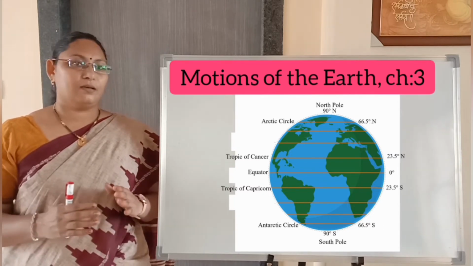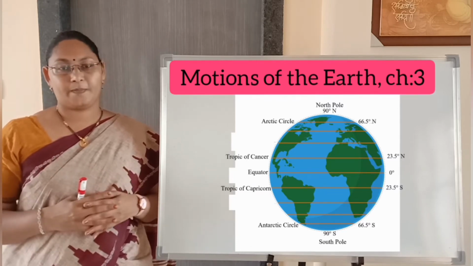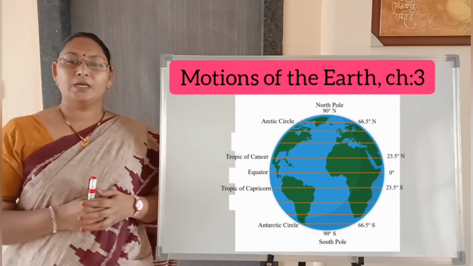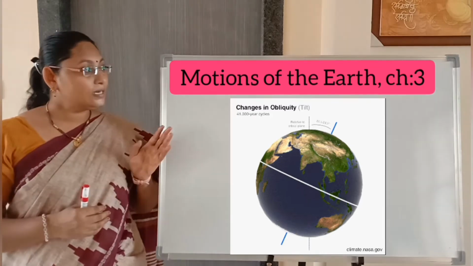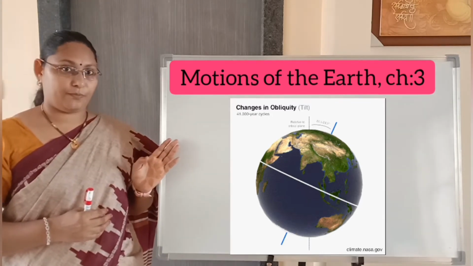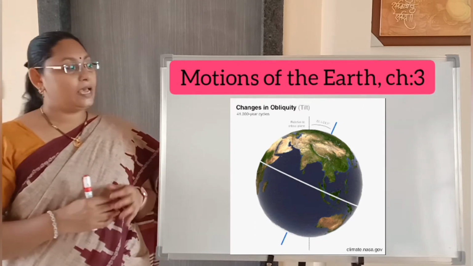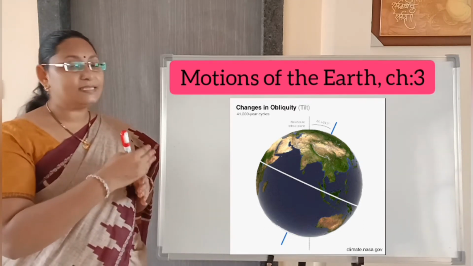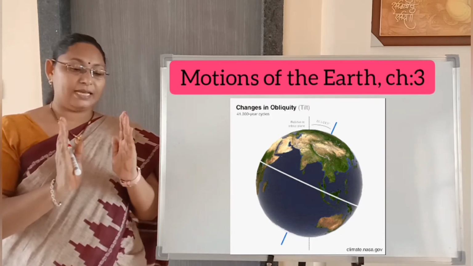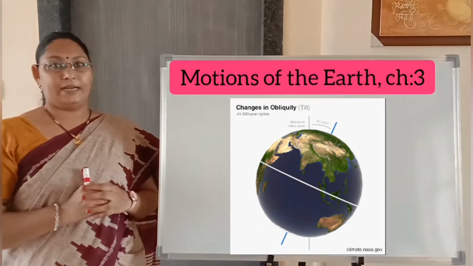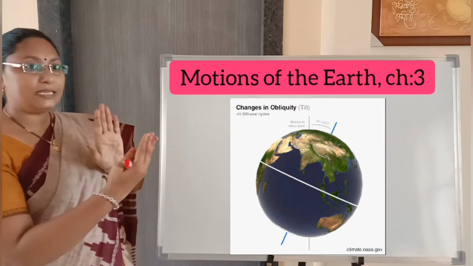Now, just recollect the previous class of this chapter. What did we learn? The earth's axis is inclined; it is not straight. It is inclined towards the right side. And we know that the earth is rotating on its axis. Towards your right-hand side the earth is inclined.